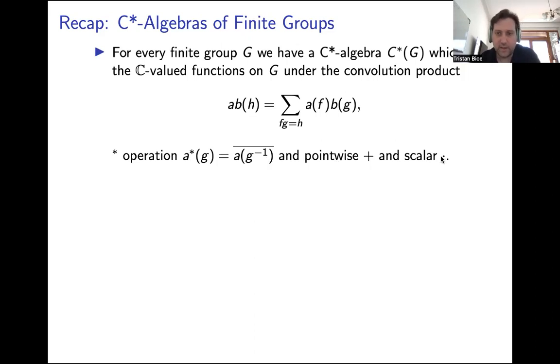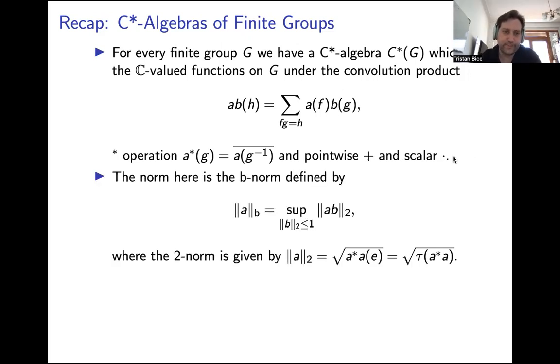As for the sum and scalar products, well, that's easy. You just do those pointwise, right? So the sum of two functions on G, you just sum up the functions at every single point. So all these operations give you a nice star algebra, and the extra analytic structure here to make it a C-star algebra comes from this norm.